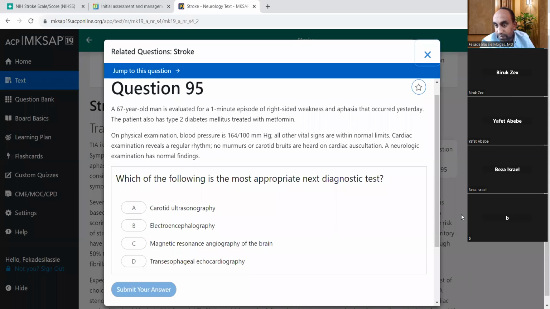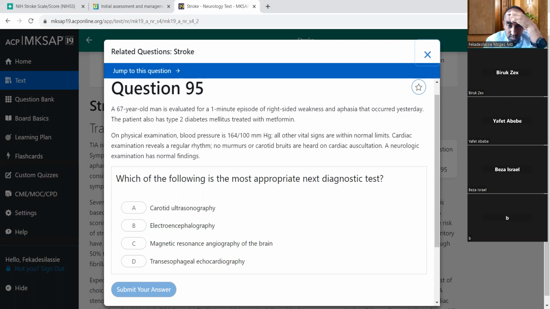So, a 67-year-old man is evaluated for a 1-minute episode of right-sided weakness and aphasia that occurred yesterday. The patient also has type 2 diabetes mellitus treated with metformin. On physical examination, blood pressure is 164 by 100. All other vital signs are within normal limits. Cardiac examination reveals a regular rhythm; no murmur or carotid bruit is heard on cardiac auscultation. A neurologic examination has normal findings.